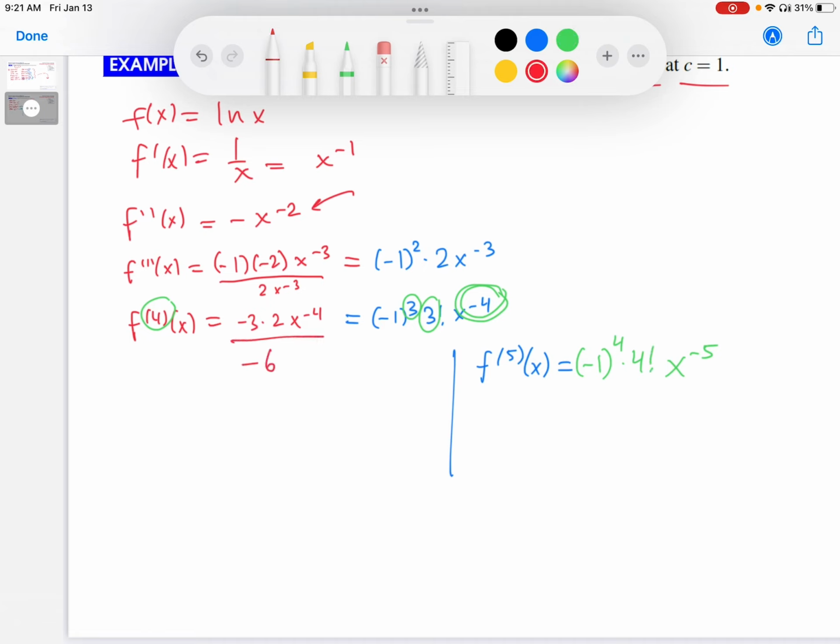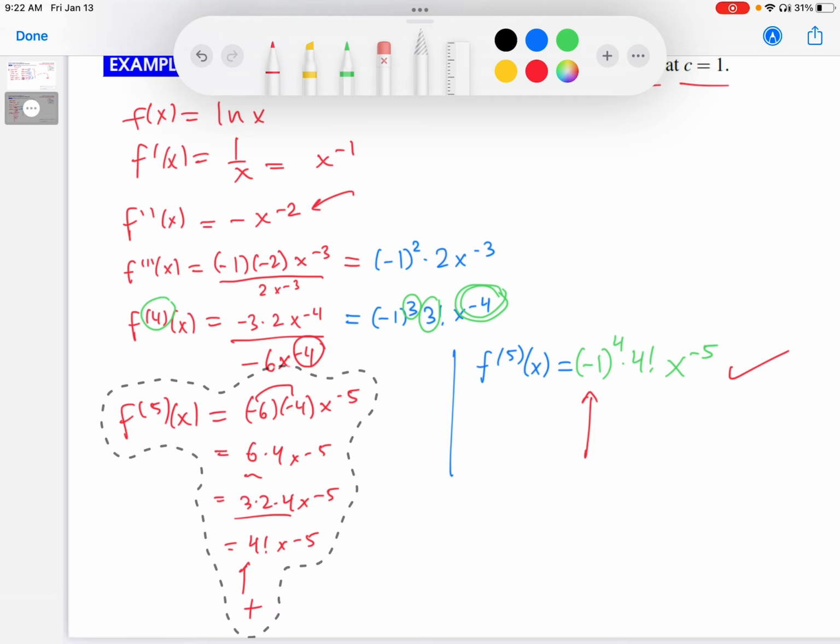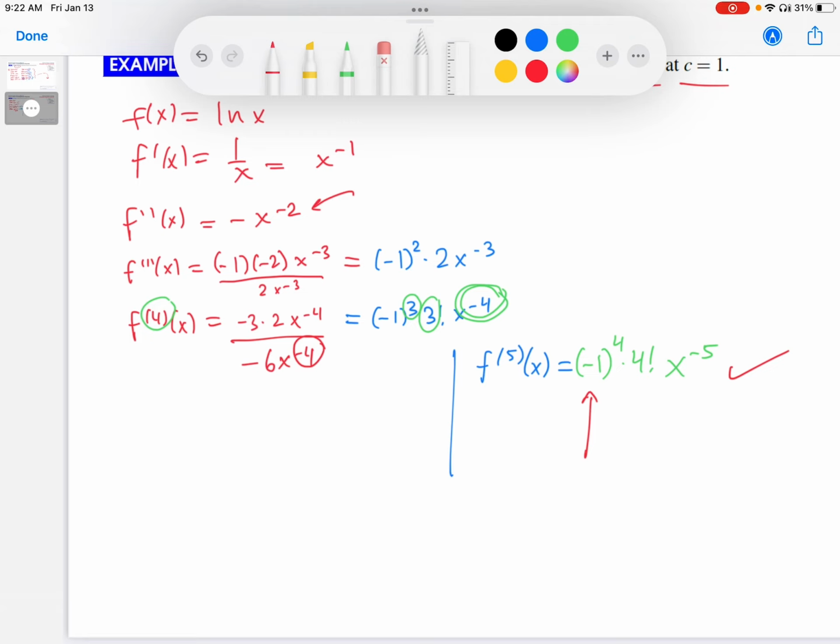This here is -6 x to the -4. Let's find the derivative. That's going to be bring down the -4, so -6 times -4 x to the -5. Okay, and -6 is, well, first of all, there's a negative times a negative. That's positive. So this is 6 times 4. And 6 is 3 times 2, and here we have a times 4. Sure enough, 4 times 3 times 2, that's 4 factorial, x to the -5. And it's positive. And over here, we predicted -1 to the 4th. That's positive. So we got our prediction, and I think we can pretty confidently say now that we have found the pattern for the derivatives of ln of x.